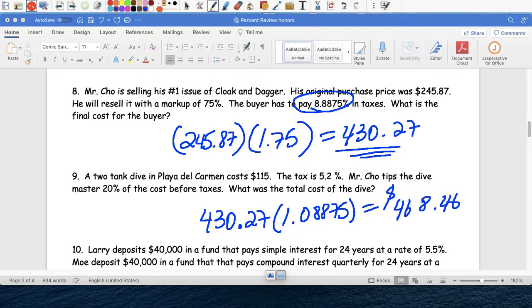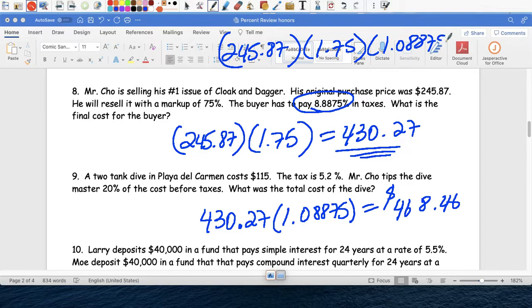So if you wanted to, you could have just done 245.87 times the increase, the markup, 1.75, and then times 1.08875, and that should have taken you straight to this. Okay, so if you want to do it in parts, you can. If you want to do it right away, you can too. This is a continuation, right? You can continue one from the other. So you could have done that.